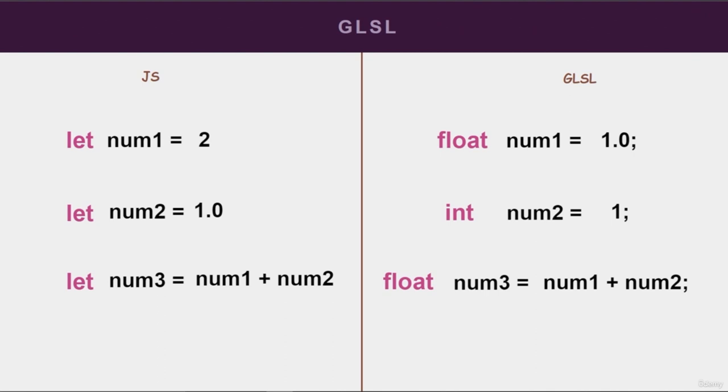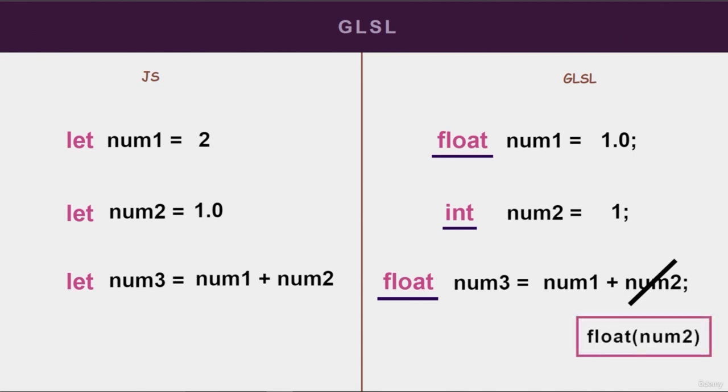So if we want to get the sum of the num1 and num2, in the GLSL, we notice that the num1 variable type is a float, and the num2 variable type is integer. And I want to put the sum of these variables inside the num3 variable, but the num3 type is a float. So, any mathematical operations that happen inside the num3 variable must be a float type. And to solve this problem, we have to change the num2 type into a float. And now, the num3 variable value is equal to.